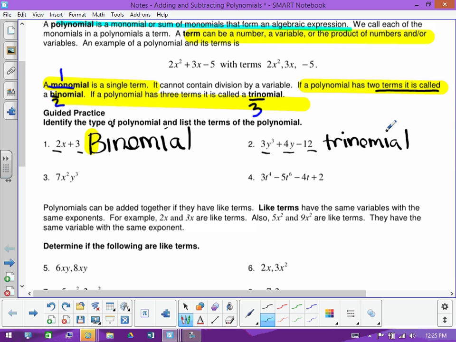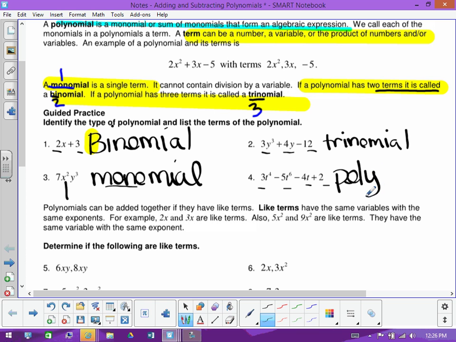And number 3, how many terms do we have? 1, because there's no addition or subtraction here. So we only have 1 term. Mono means 1. Monomial. And here, how many terms do we have? 4. So 4 or more is a polynomial, because poly stands for many.